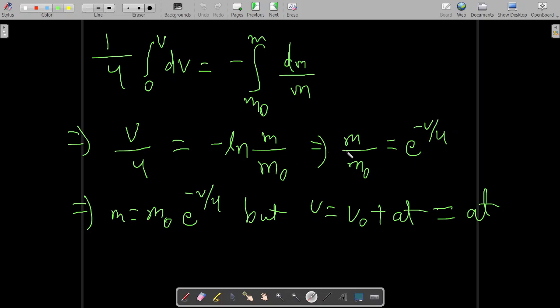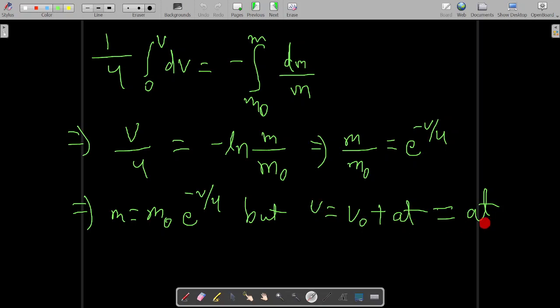Now this m by m naught is equal to e to the power minus v by u. Okay, now m equal to m naught e to the power minus v by u, but v equal to v naught plus at. So your v naught, that is your 0. Now how did this come? This came from v equal to u plus at formula, right? There is no gravity acting over here, so you can clearly apply this formula, v equal to u plus at. Now your u is equal to v naught, and that is equal to 0, so v will be your at.